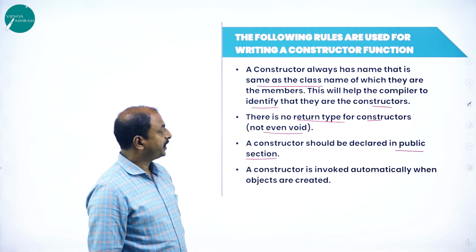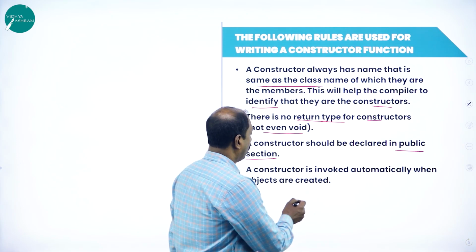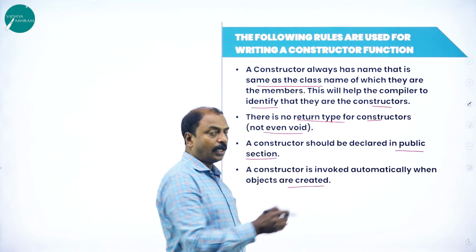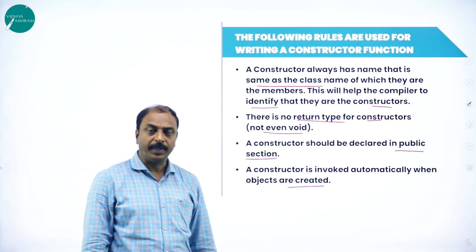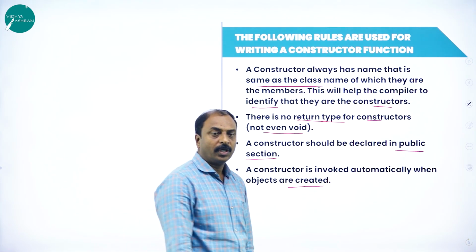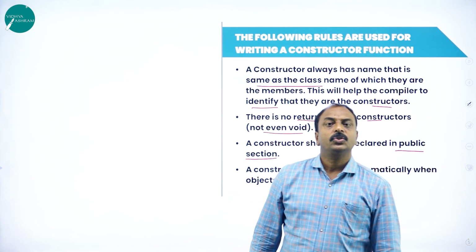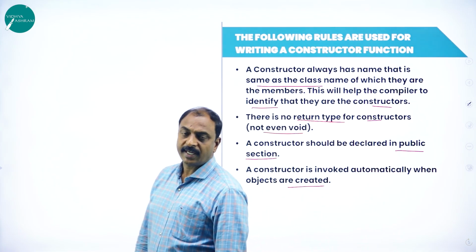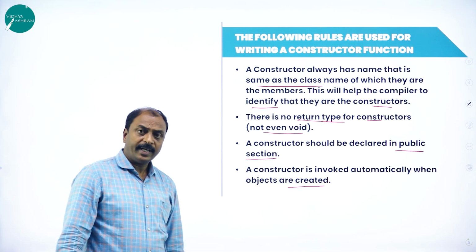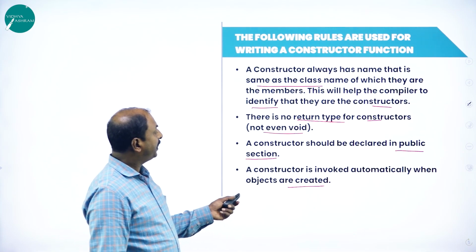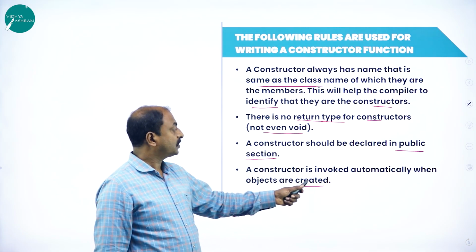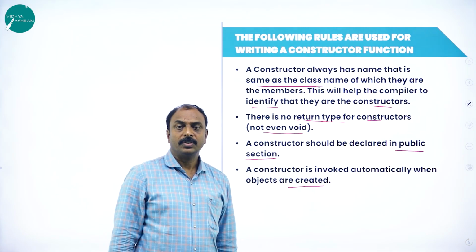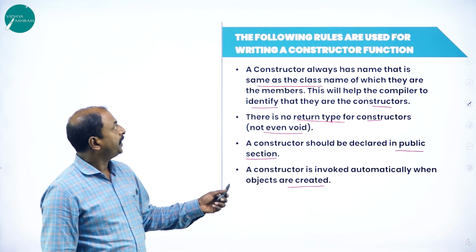Now a constructor is invoked automatically when the objects are created. When the constructor is defined or declared under public, it has to be invoked or called to initialize the object of a class. So whenever we create an object of a class, these constructors are invoked automatically. So this is one of the points.